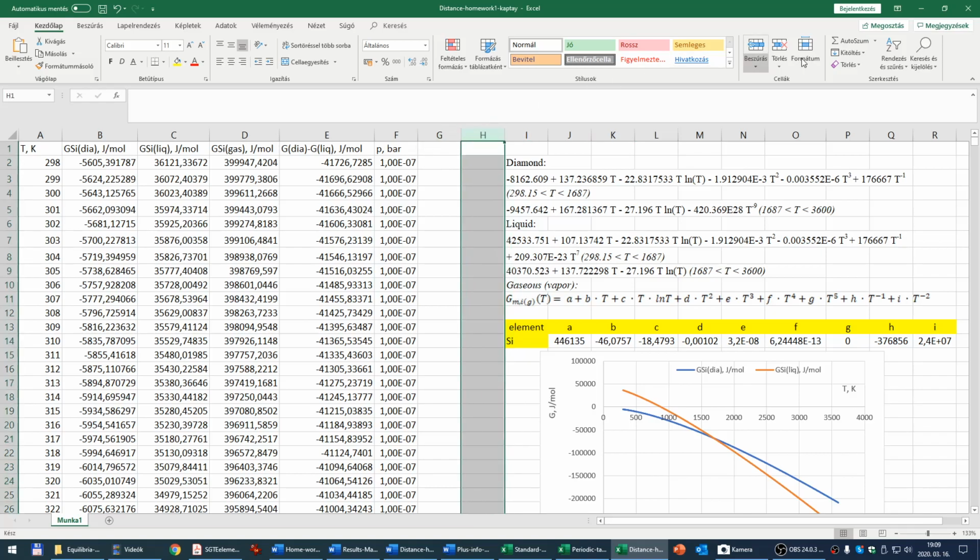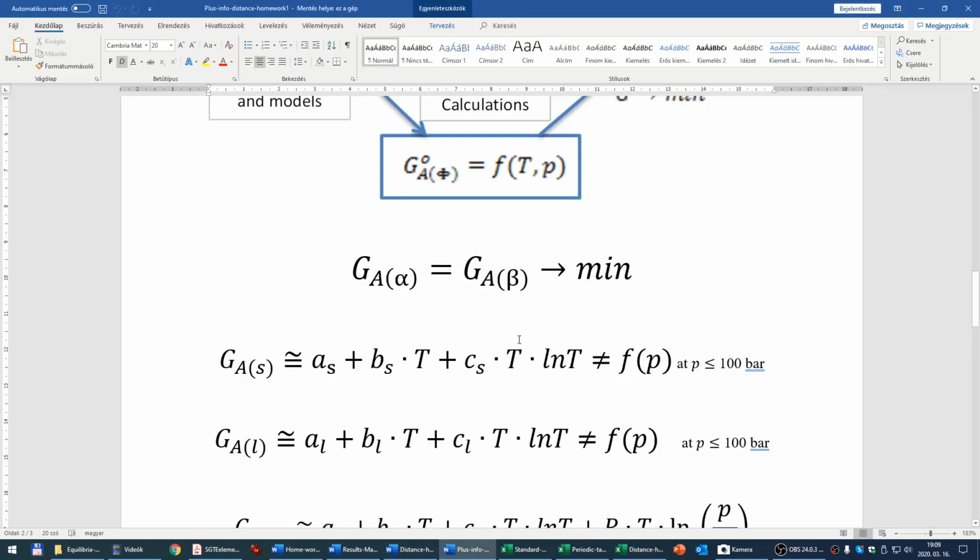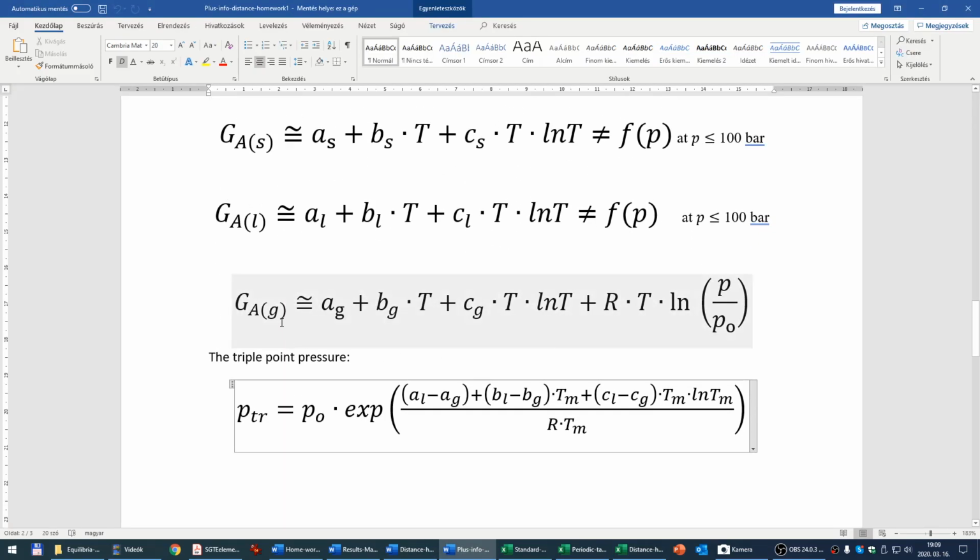First of all, we have to calculate the mole Gibbs energy of the gaseous phase as function of pressure. The first three terms are already written. They are valid at 1 bar of pressure. And now we have to add this term.